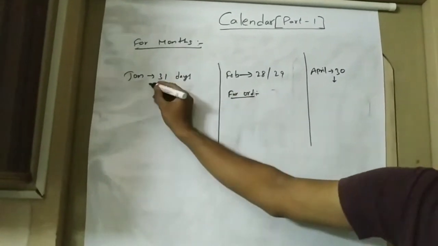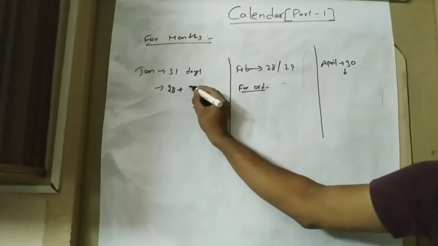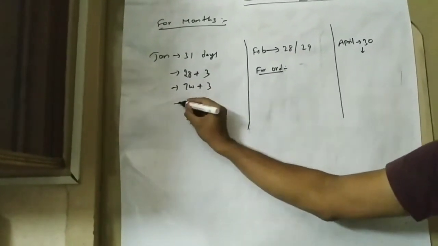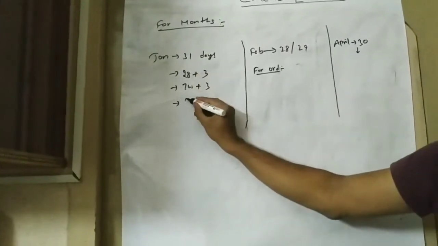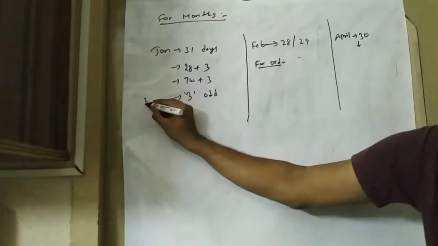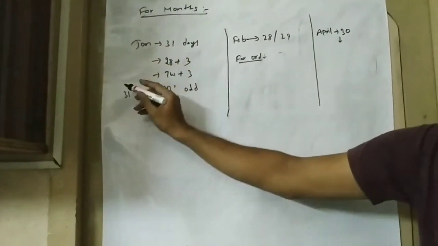Okay. So let us see the calculation of odd days per month. Consider a month having 31 days, then let us write 28 plus 3. So 28 means 7 weeks plus 3. So for the months having 31 days, the number of odd days is 3. So here, for example, we have taken January.